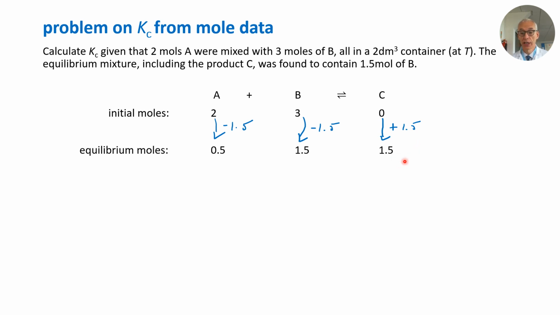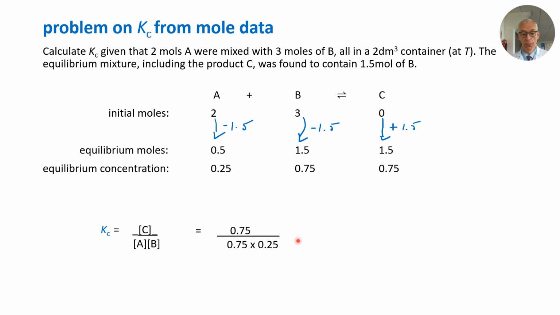So I now need to turn those into concentrations. The volume of the container is 2 decimeters cubed, so divide by 2 to give us 0.25, 0.75 and 0.75 moles per decimeter cubed. So these are now concentrations. Form the Kc expression, put in the values, solve numerically, and work out the units.